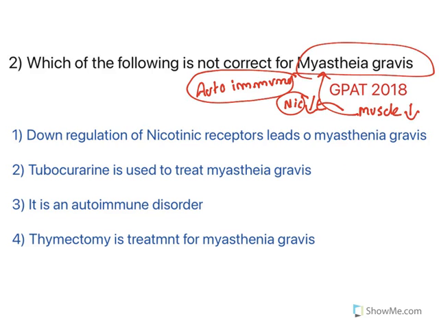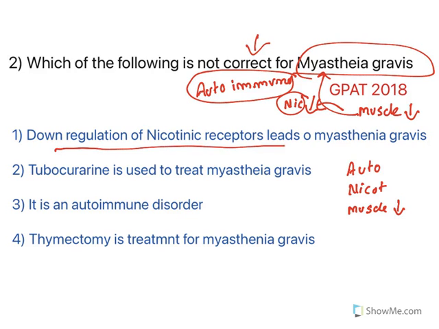You need to understand a couple of things. One, it is an autoimmune disorder. Second, nicotinic receptors will get affected. Third, muscle contraction is decreased, or muscle weakness will be there. Now let us see which one is not true with myasthenia gravis. Down regulation of nicotinic receptors leads to myasthenia gravis. True. This is what happens.